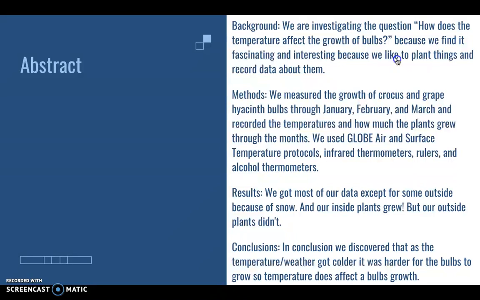Methods. We measured the growth of crocus and grape hyacinth bulbs through January, February, and March, and recorded the temperatures and how much the plants grew through the months. We used globe, air, and surface temperature protocols, infrared thermometers, rulers, and alcohol thermometers.